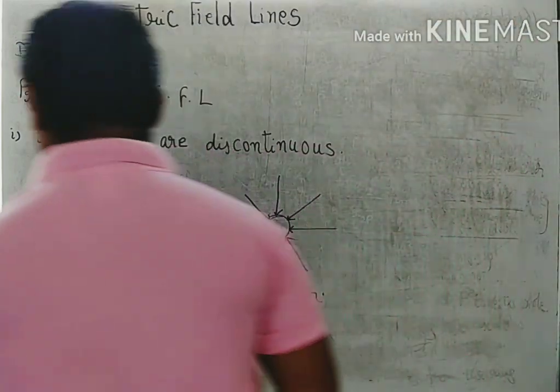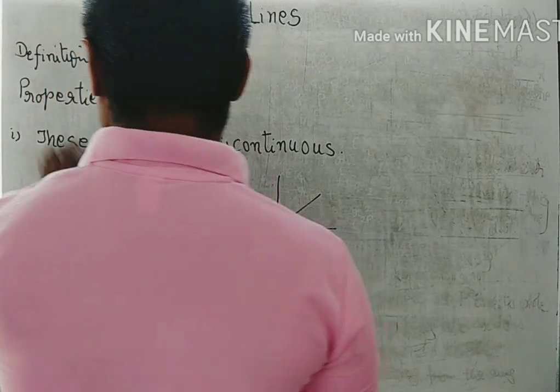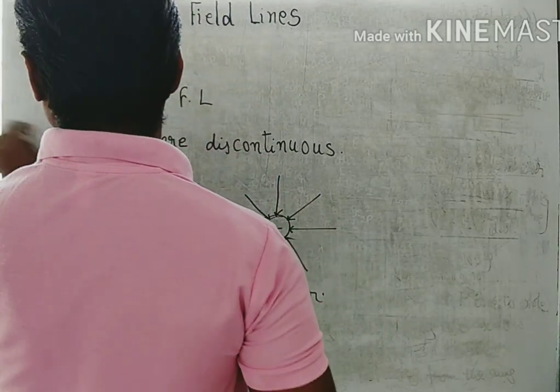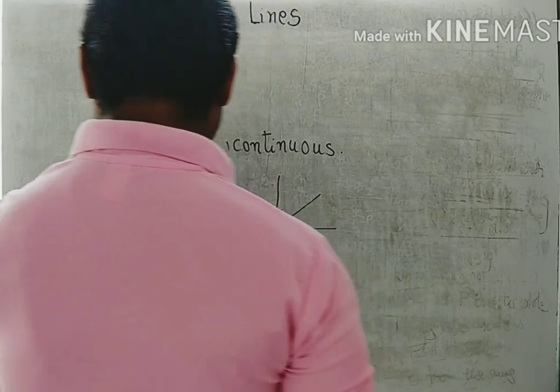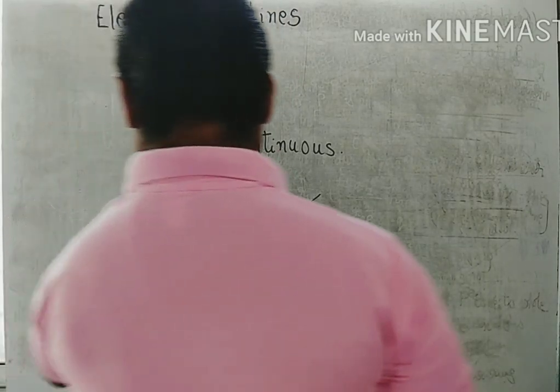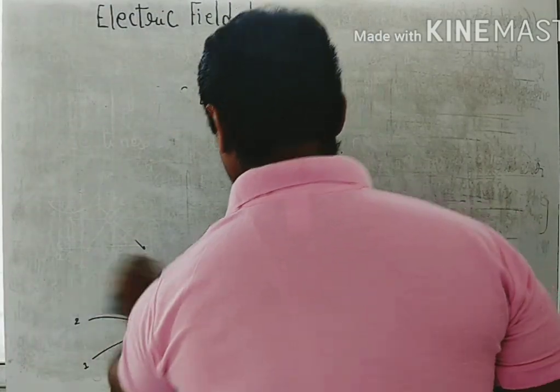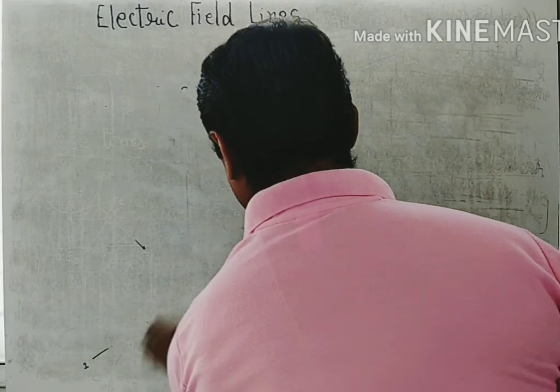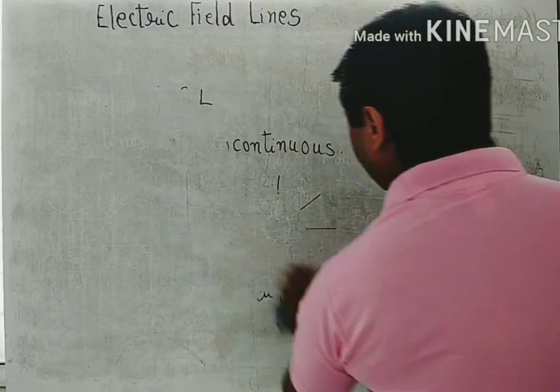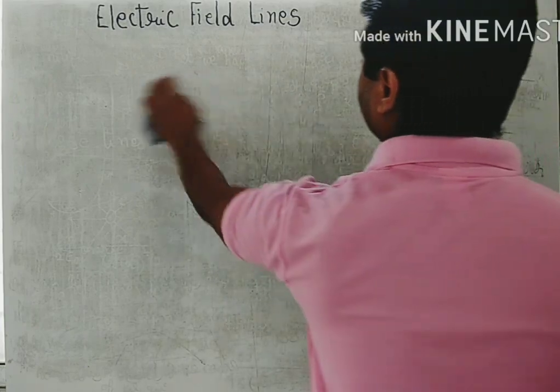So let's have the next, third property. For the third property we can say that lines of force start from positive and end on negative charge.